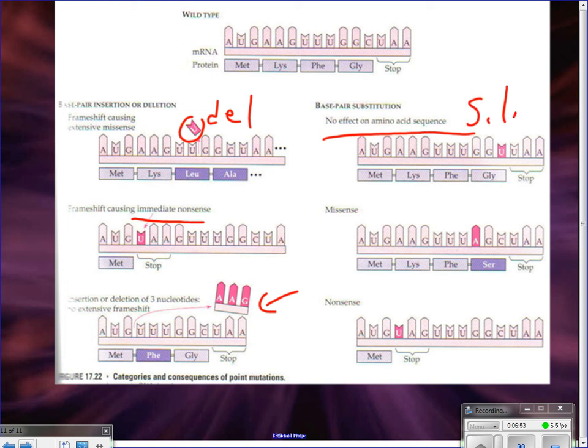These are our silent. We can have missense, in where we maybe substitute in and change one amino acid. This is that sickle cell anemia. This is what happens in that. And we can have a nonsense read, so we can substitute out an amino acid and cause a stop codon.